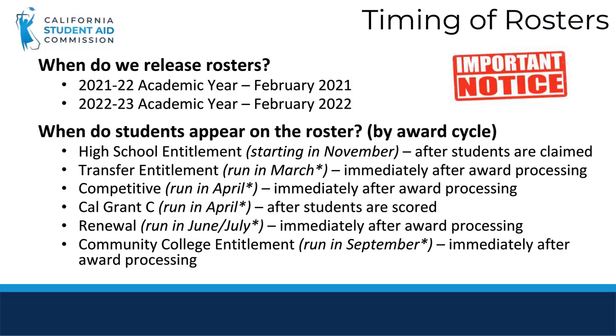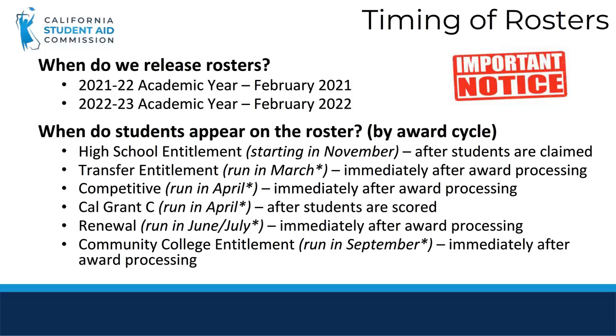The second group of students to appear on the rosters are the transfer entitlement, or E2, and competitive C1 awardees. The next wave right behind the second group is our Cal Grant C student population. They will begin to appear once they have been scored and complete their Cal Grant C supplemental form.